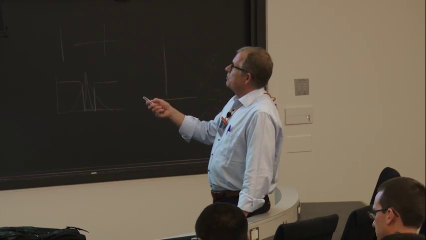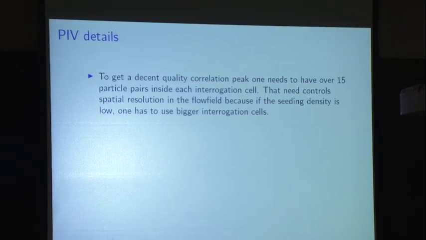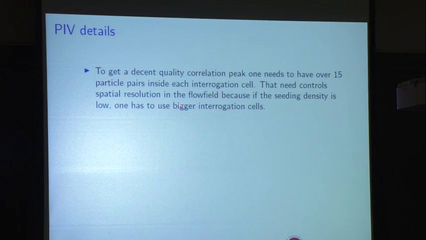Okay, if you want to get a decent quality correlation peak, you need to have over 15 particle pairs inside each interrogation cell. That need controls the spatial resolution of the flow field, because if your seeding density is low, you have to have a bigger interrogation cell. That's why people choke lots of particles through the flow field, so that they can get 15 particle pairs inside an interrogation cell.